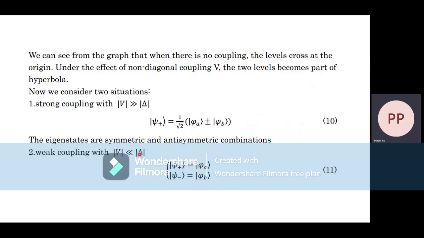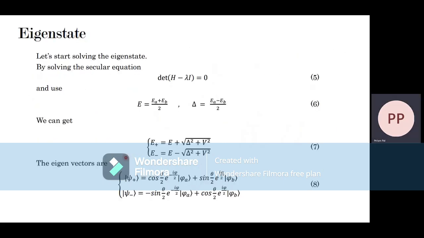So suppose we have a weak coupling, what will we have? In that limit, when mod of V is less than the mod of delta, I mean, delta is very small. What do we actually mean? Delta is very small means the energy value corresponding to A will be very much similar to the corresponding energy value of B. So EA and EB will be almost close, right?